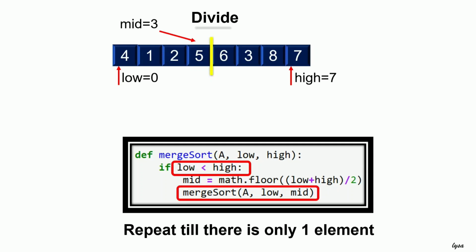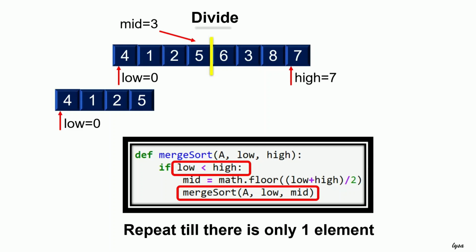We have already divided it, and now we do a splitting. In other words, we call Mergesort recursively. Now the new value of low is still low, but the new value of high is mid, which is 3. This creates the sublist with 4, 1, 2, and 5. Here, low is at 0 and the high is at 3. When I find the mid value, it is now 1. That is, 0 plus 3 by 2.